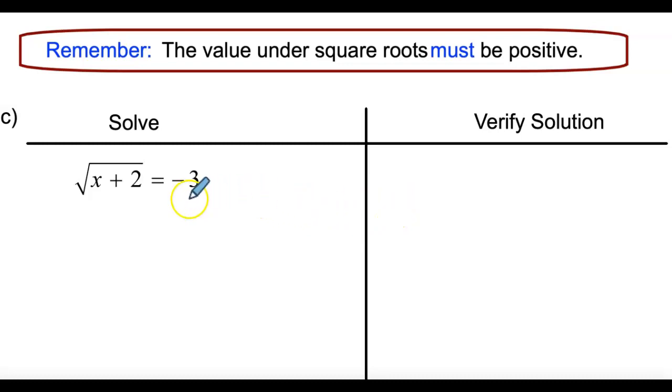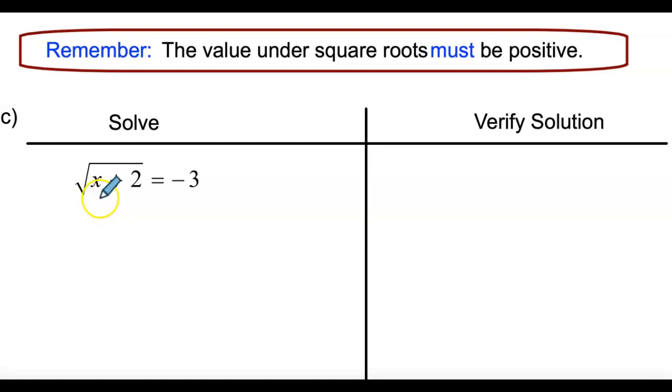Similarly, when we take a square root, our result is a positive number. In this case, we have a bit of a strange situation where we have the square root of x plus 2 equaling a negative 3. Let's go ahead and solve for x, and then we will verify whether or not our answer is actually the solution. So in this case, we have the square root of x plus 2 equals negative 3. We want to isolate and solve for x.